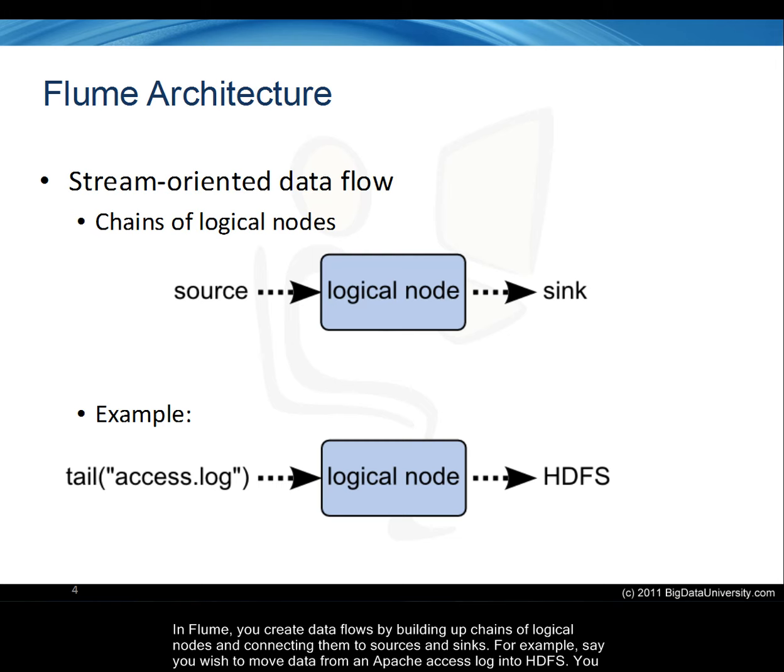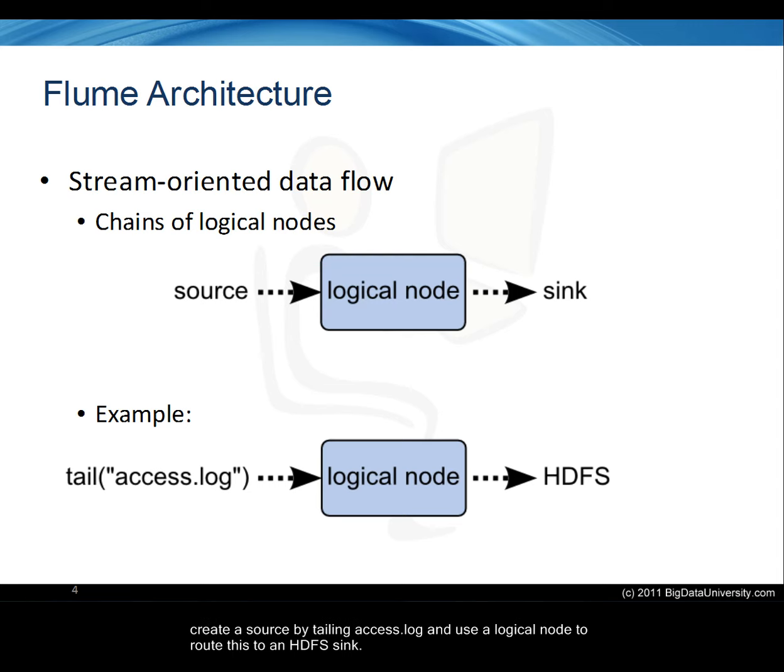In Flume, you create data flows by building up chains of logical nodes and connecting them to sources and sinks. For example, say you wish to move data from an Apache access log into HDFS. You create a source by tailing access.log and use a logical node to route this to an HDFS sink.